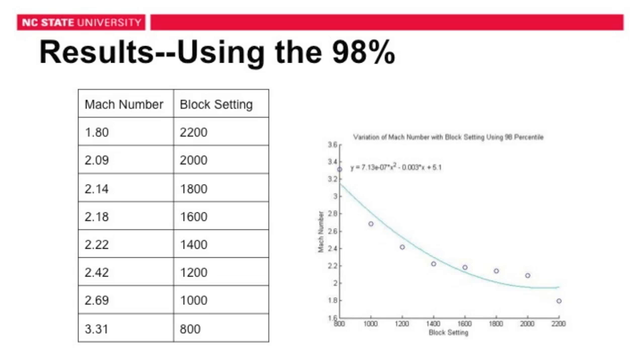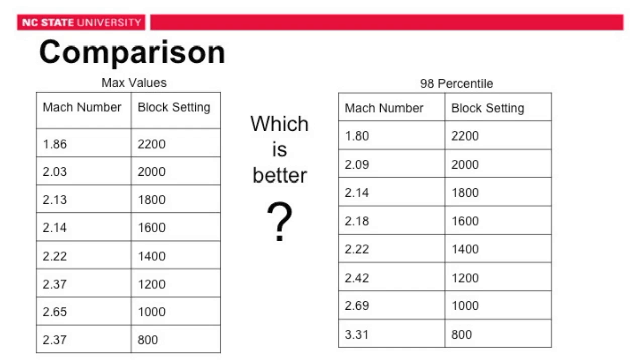Again, the equation for the line of best fit is shown on the graph. Note, however, that all of the data points were included when making this line. For the sake of comparison, the two tables for the analysis of the Lab 1 data are shown above. Except for the widest block setting, the Mach numbers resulting from the use of the max pressure values are consistently lower. Notice how there is a significant difference between the values for the 800 setting.